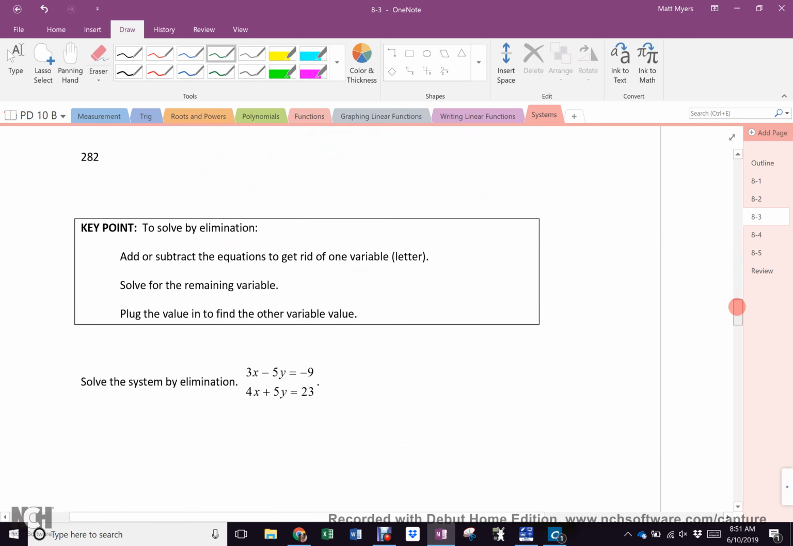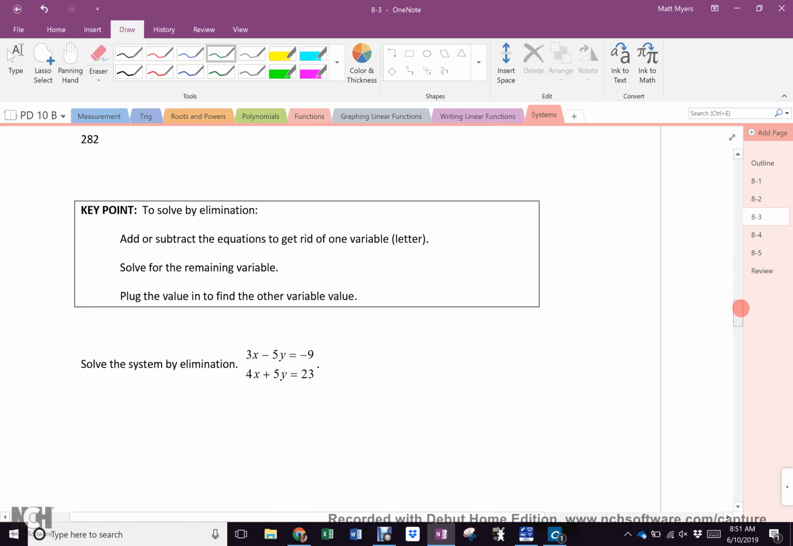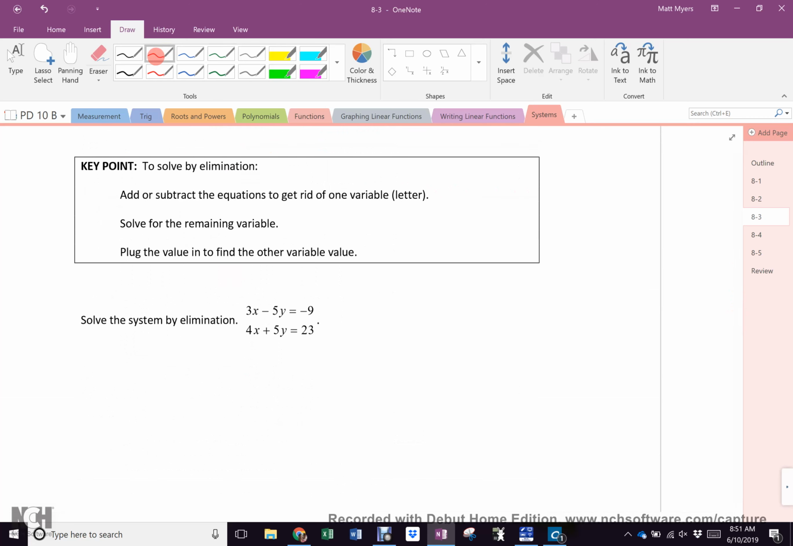Turn the page over. We're on 282. Again, I will use different colors. Add or subtract the equations to get rid of one variable. What's the only way to make sure we get rid of one variable? What has to be the same if we want it to disappear? Pardon me? The coefficient. Seek like coefficients.